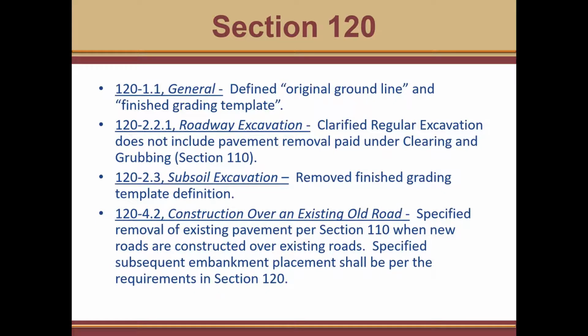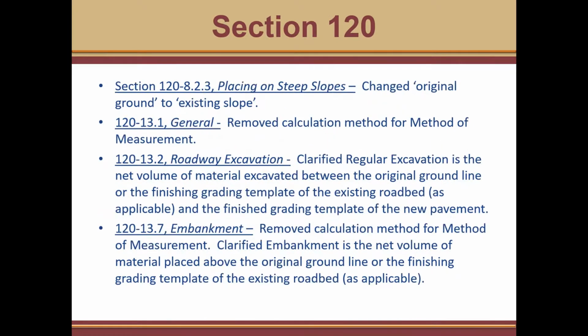In 122.3, we removed the finished grading template definition. In 124.2, construction over an existing old road, again, we had to do some changes here. We specified the removal of existing pavement per section 110 when new roads are constructed over existing road beds. Specified subsequent embankment placement shall be per the requirements in section 120. So we simplified that section a little bit. For section 128.2.3, we changed original ground to existing slope. Again, this was a nomenclature change just to make everything consistent.